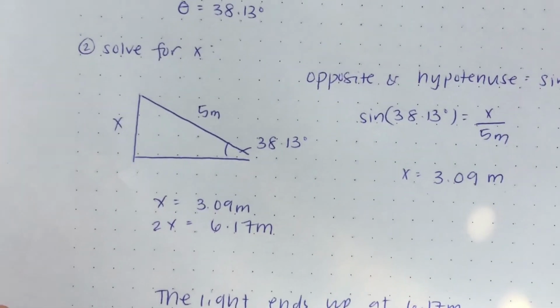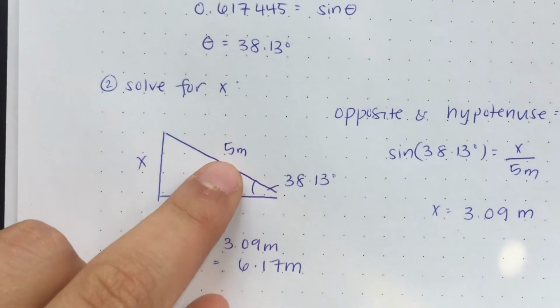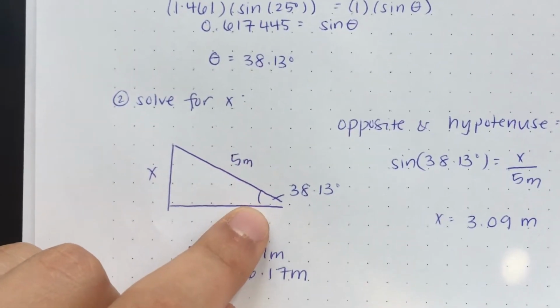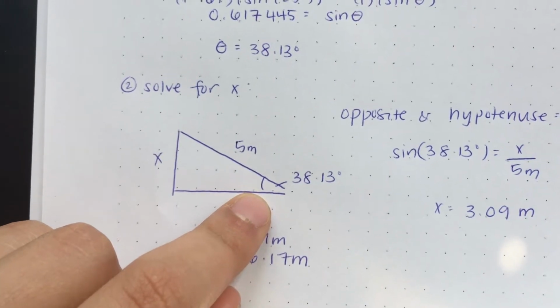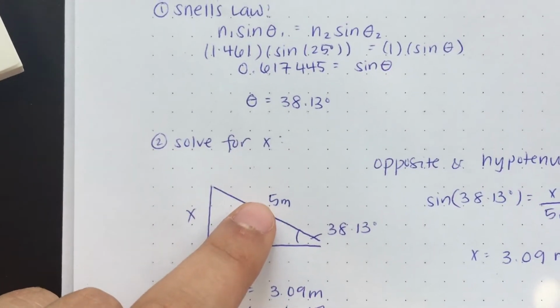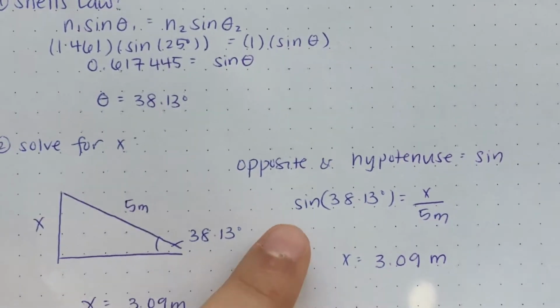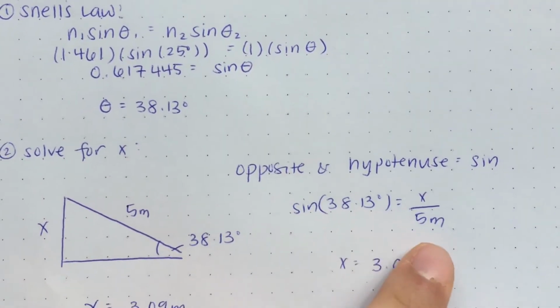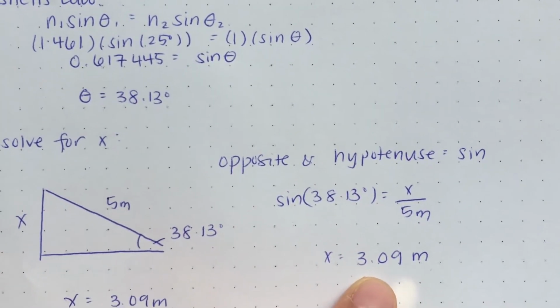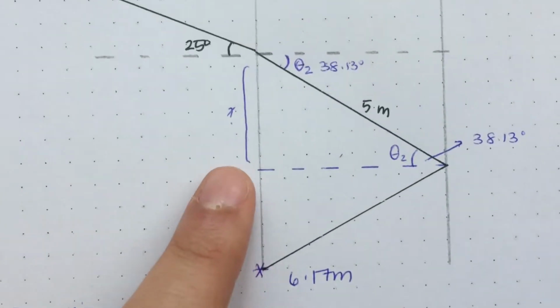Here I'm using the sine function. I know that the light travels 5 meters because that's given to me in the problem. And I know that this angle is 38.13 degrees. So what I can do is find out that sine of 38.13 multiplied by 5 meters is 3.09 meters. And so that gives us this number x.